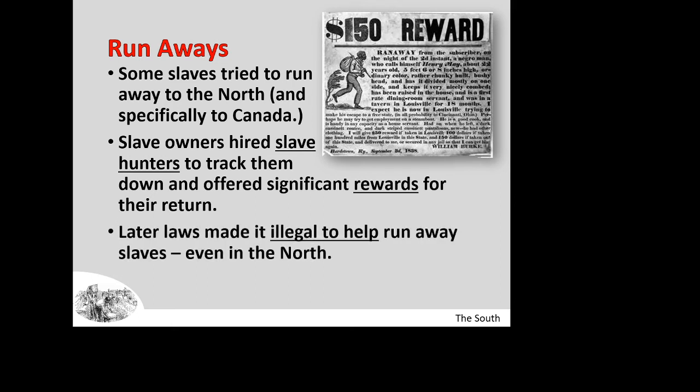Later on, laws even made it illegal to help runaway slaves. So even if you were in the North where slavery was outlawed, or you were in a state that had no slaves, it was illegal to help those slaves that had run away from the South to the North. And if you were caught helping them, you could go to jail as well.